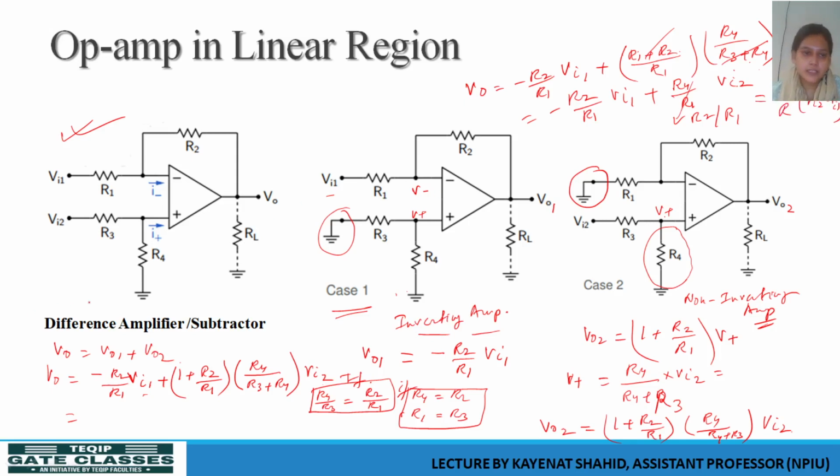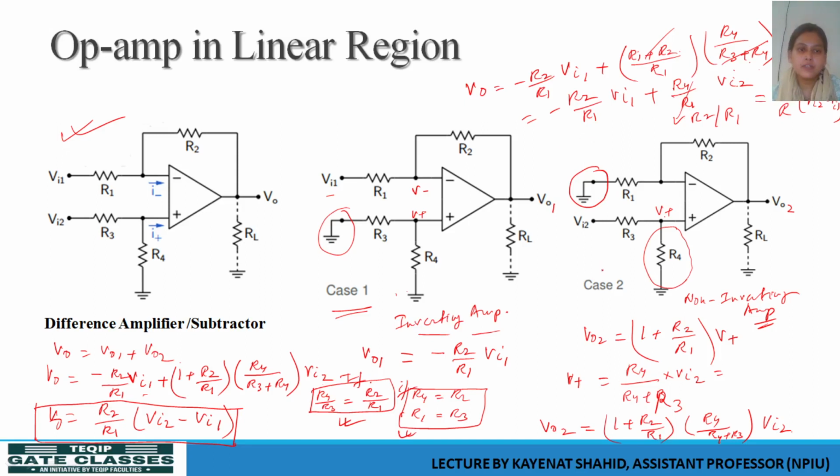So what we are saying is, if we take this condition, we will again get R2 by R1 into VI2 minus VI1. If you want to make this R2 equal to R1, that means all the resistances are equal, then we will get the perfect subtraction of the two input voltages. So you have to follow all the points here.